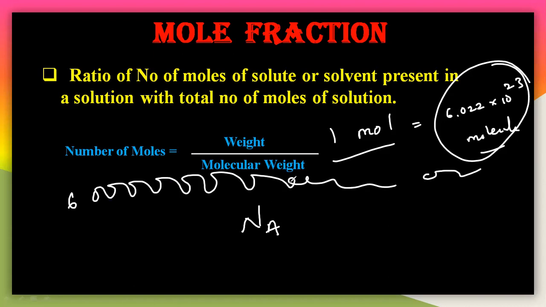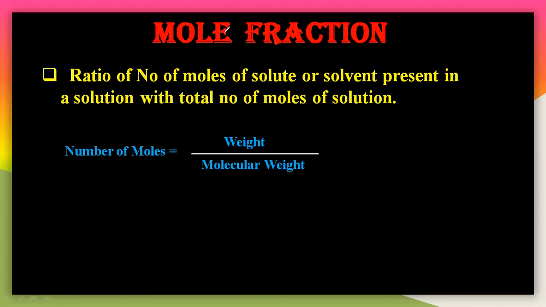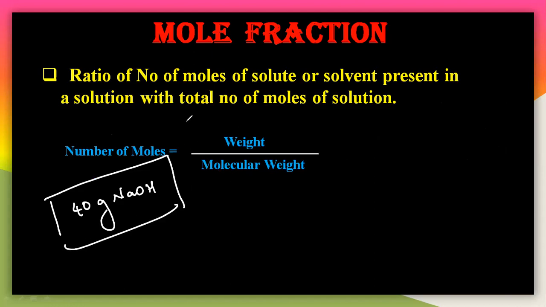So how do we calculate 1 mole? By taking a particular weight, particular grams, particular mass. Let us start with the mole and then we will see the mole fraction. So first, what is a mole? Let us take 40 grams of NaOH. Now I need to find the number of moles in that particular 40 grams. How can you calculate this?